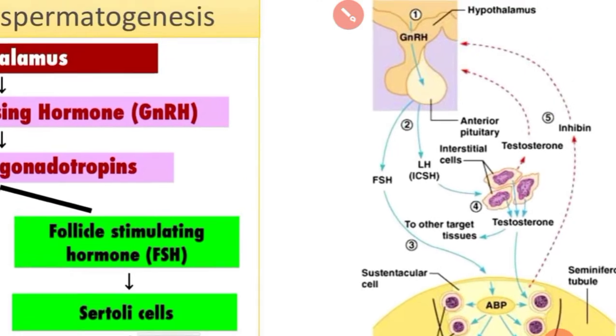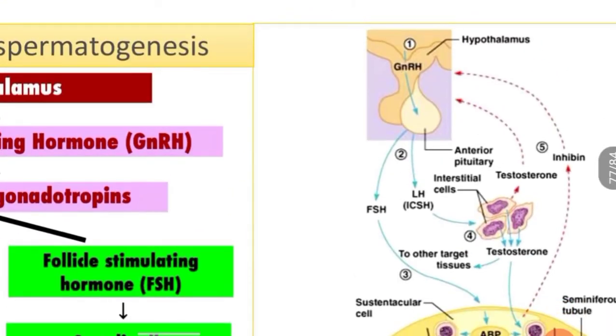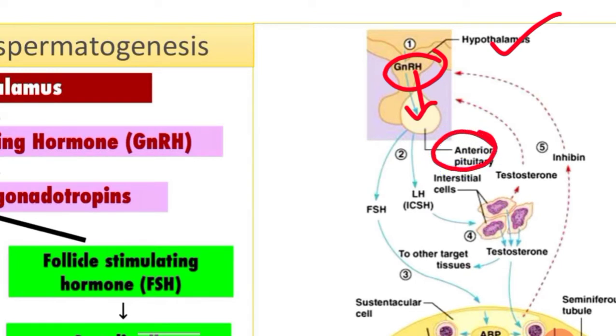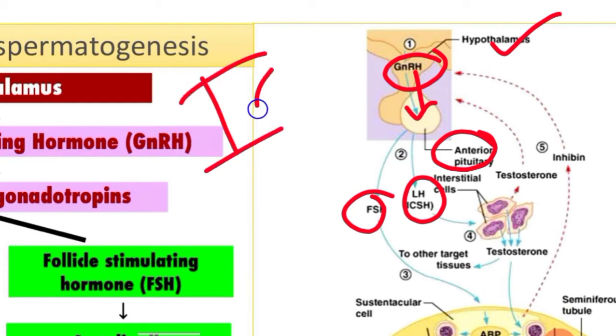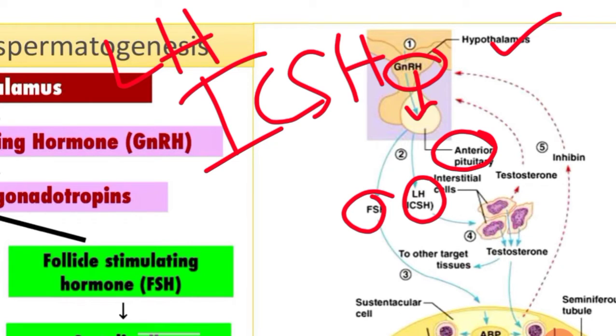See the picture. This is the hypothalamus, right? The hypothalamus produces gonadotrophic releasing hormone. The gonadotrophic releasing hormone acts on the anterior pituitary. Then the anterior pituitary secretes follicle stimulating hormone and luteinizing hormone. Luteinizing hormone is otherwise named interstitial cell stimulating hormone, ICSH, because it stimulates the interstitial cells. Right?